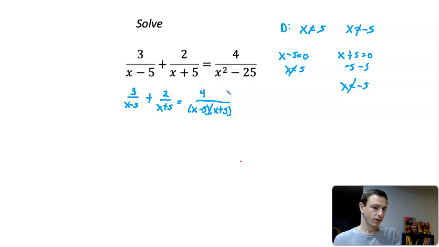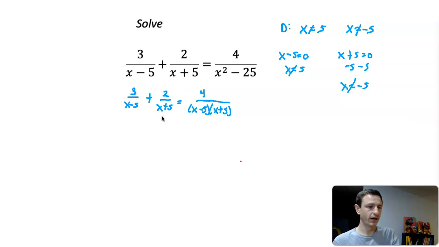So what that means, in terms of what we're doing here, is that when we go down to the end and we get x is equal to something, if it's equal to 5, then we can't call that one of our solutions because x cannot equal 5 and x cannot equal negative 5. So it just depends on what we get down to in our solution. All right, so now we want to start to solve this.